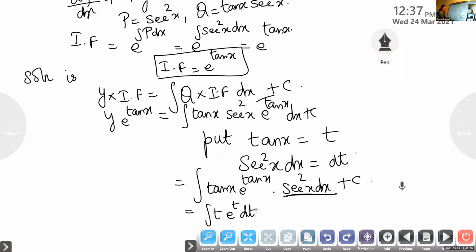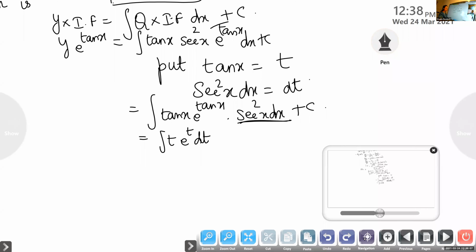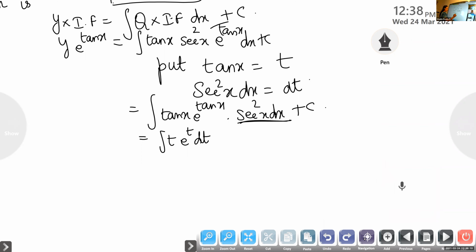Integration by parts. We are going to divide it into two parts. More than one function is here, isn't it? t is here, e raised to t is here. For integration by parts, what is the formula? First function into integral of second function minus integral of derivative of first function into integral of second function into dx plus c. So here we have to select the first function.